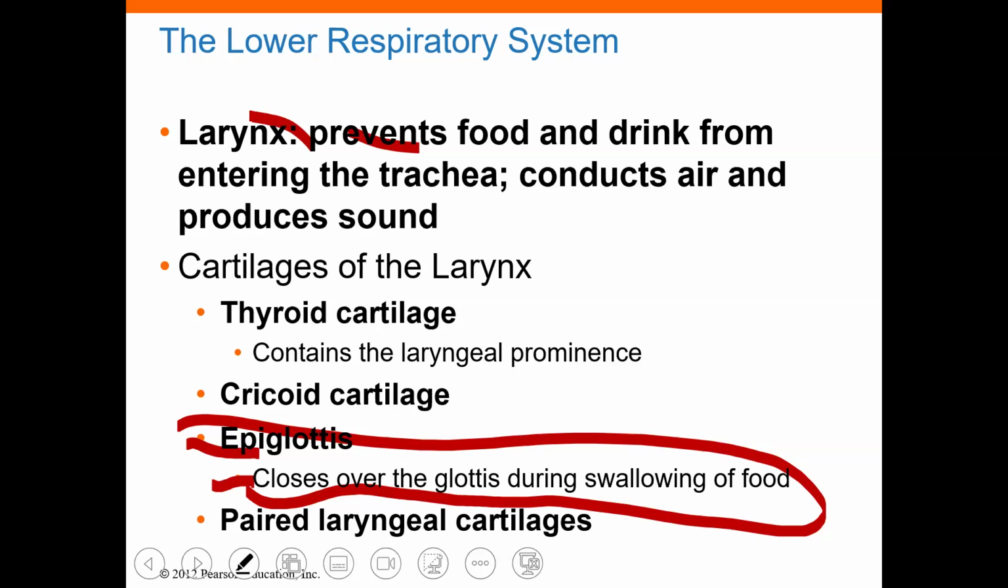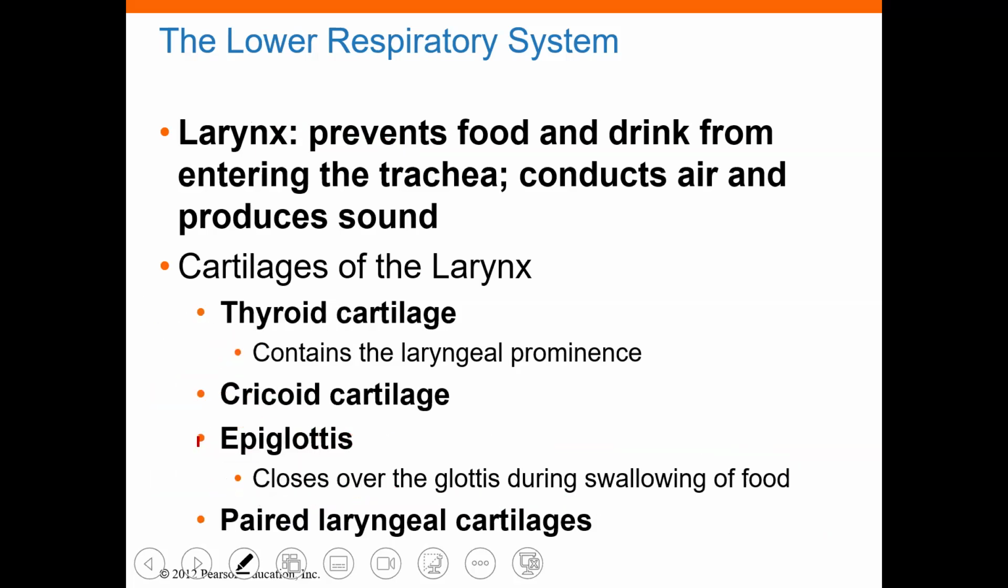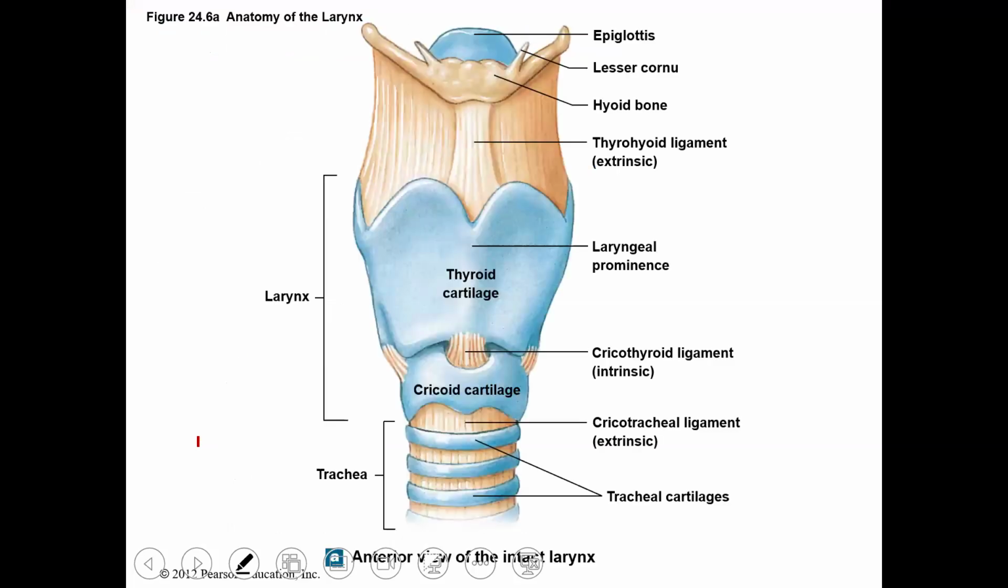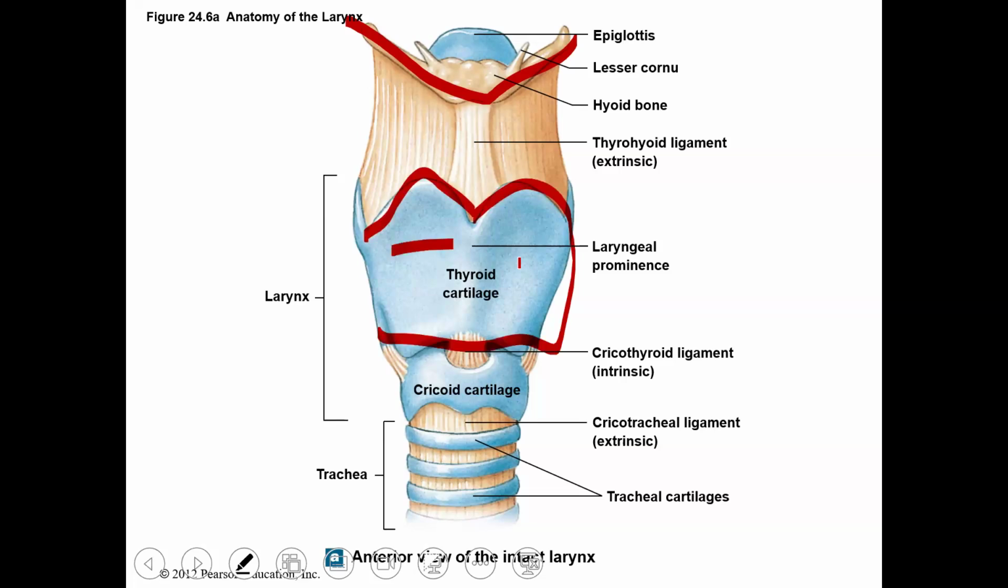So the cartilage of the larynx, the thyroid cartilage, contains that laryngeal prominence. And then we see cricoid cartilage, and we see that epiglottis, again, the gatekeeper of if this is going to the stomach or the lungs, and our paired laryngeal cartilage. So again, here we see up top, epiglottis, the gatekeeper. And then we see hyoid bone. Then we see thyroid cartilage.